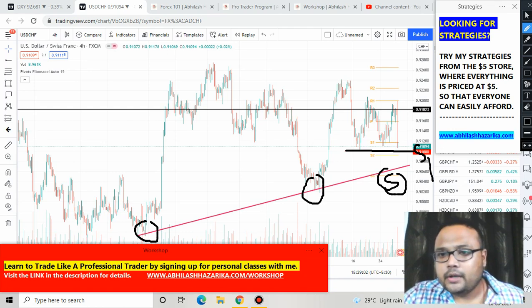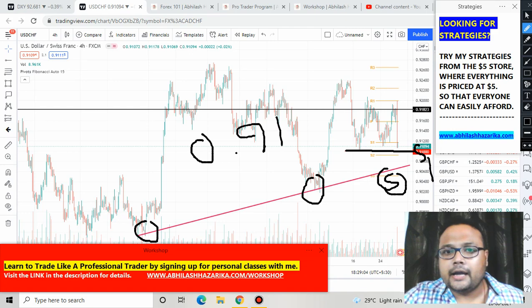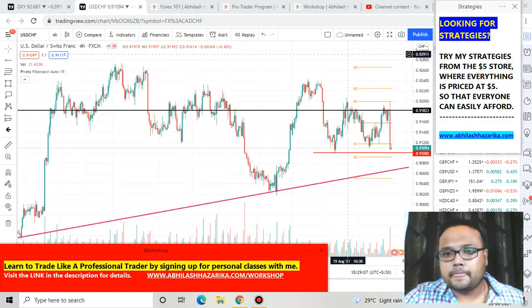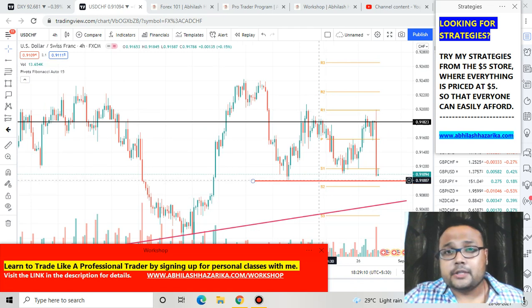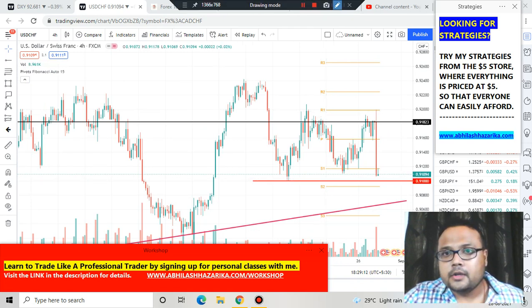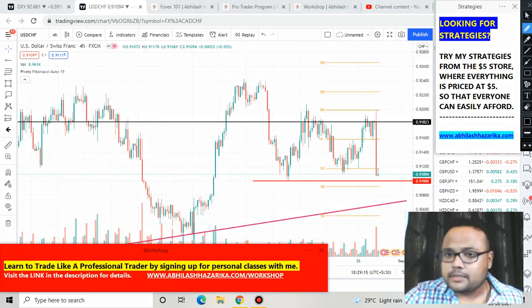Support 1 is 0.9100. This red line is the temporary support 0.9100. So on Monday, there is a good possibility that the market will take support and bounce from here.